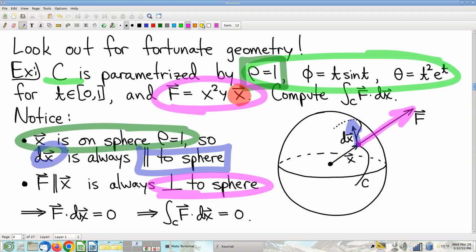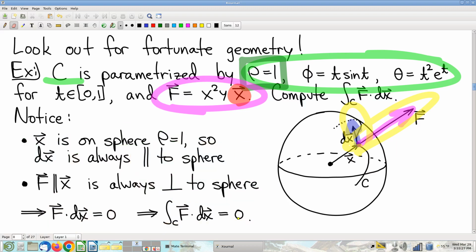So when we do this dot product, f dot dx, one of the things that we're dotting is parallel to the sphere, one is perpendicular to the sphere. That means that they are perpendicular to each other. That means this dot product is 0. That means this integral is 0, and we're done. Didn't have to deal with that horrifying parametrization. Didn't have to compute a nasty antiderivative. Just boop, 0. Gotta love it.